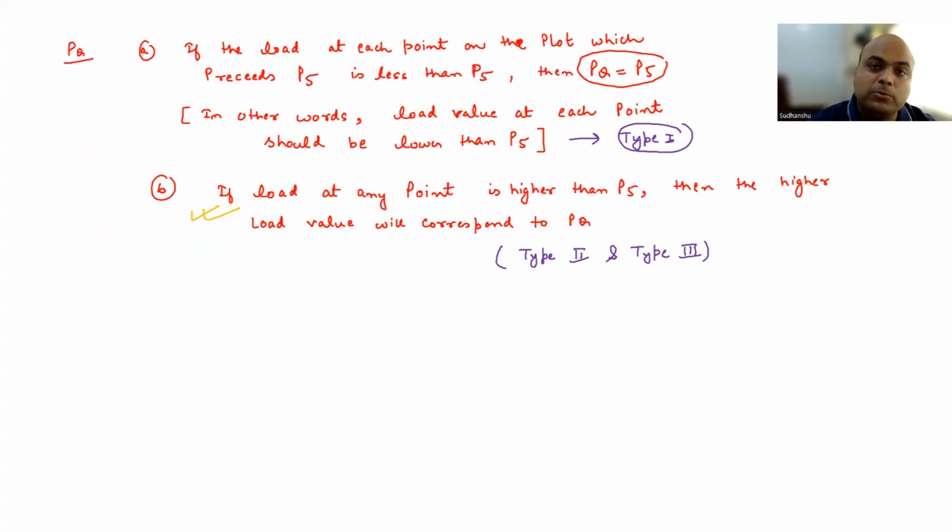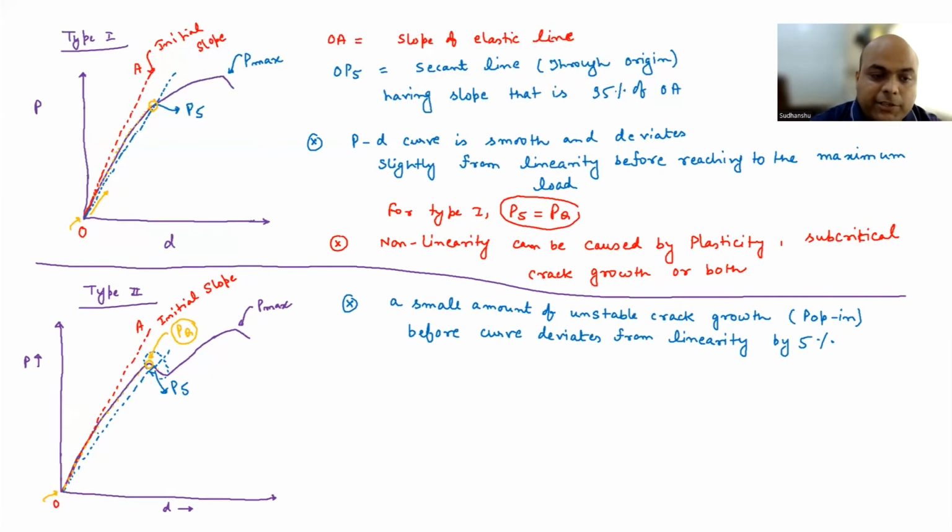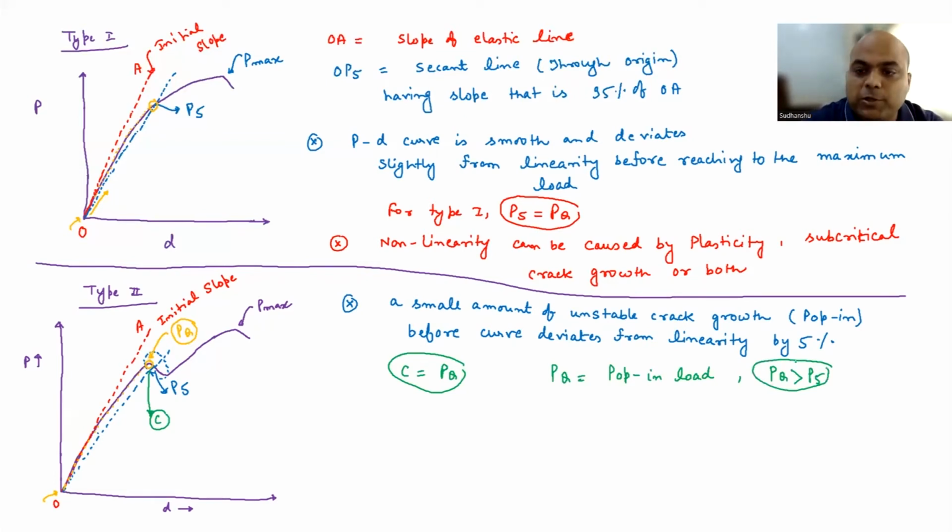And I already mentioned that the type 2 and type 3 will be like that. So you see here that the PQ value, the highest point here, is higher than P5, right? So here P5 is not equal to PQ. PQ is that particular load. So let's denote that say as C. So if I denote this particular point as C point, okay, so C will correspond to PQ. So the load value at C will correspond to PQ. Okay. And what is PQ in this case? This is popping load, where popping starts. Okay. And also remember, PQ is higher than P5 in this case. Okay. So this is type 2, where PQ is not equal to P5 and PQ is higher than P5.